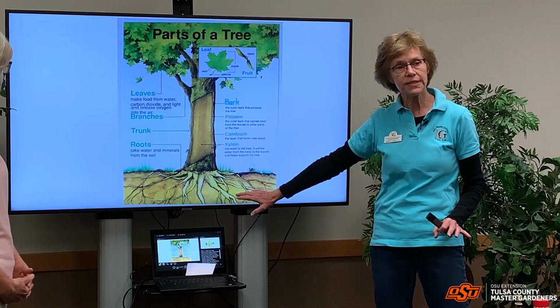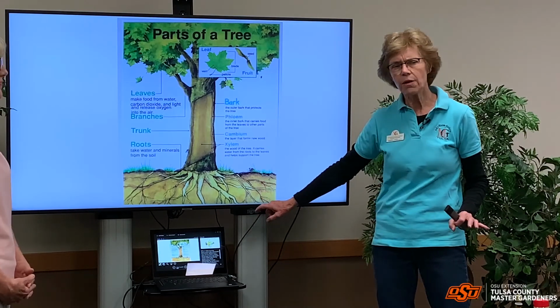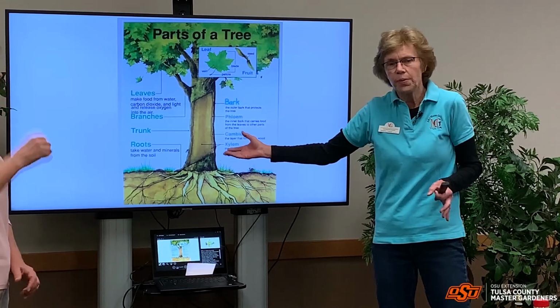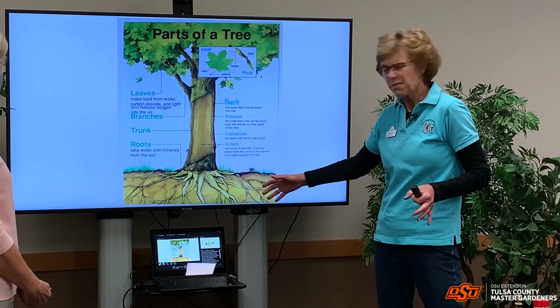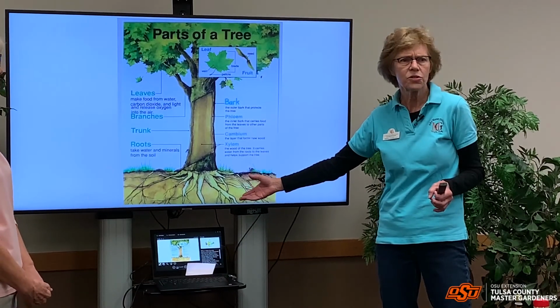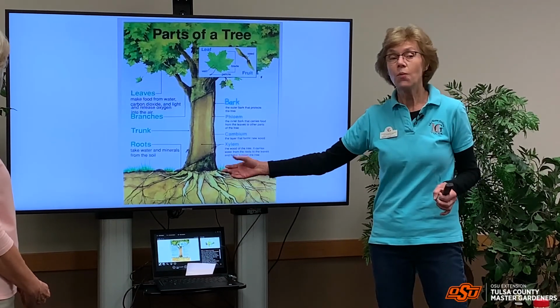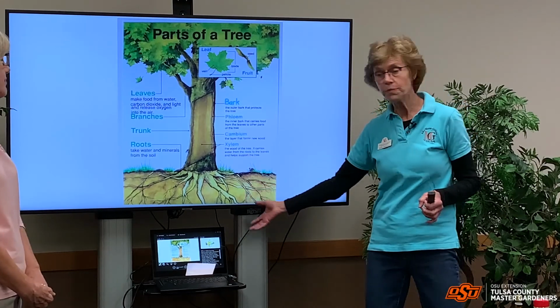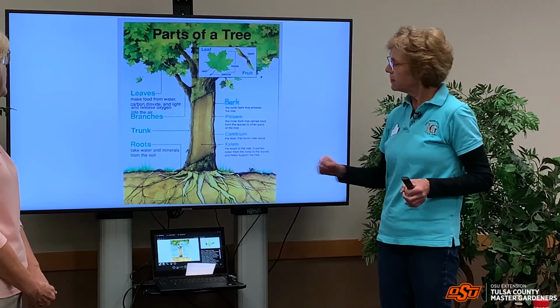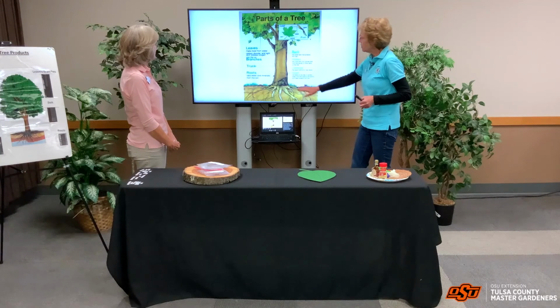So that's the root system, and we know that roots absorb water and probably some minerals that are in the soil as well. So those would be one of the main functions of the root, is to absorb this water and the minerals. So then we have the trunk.